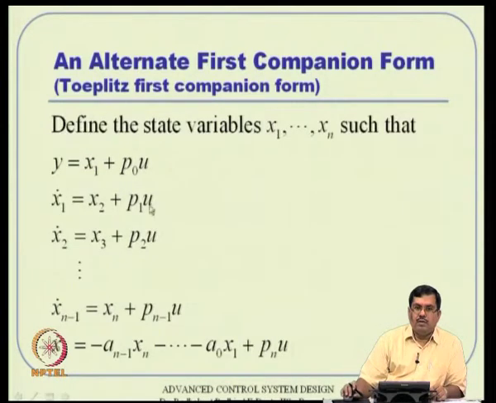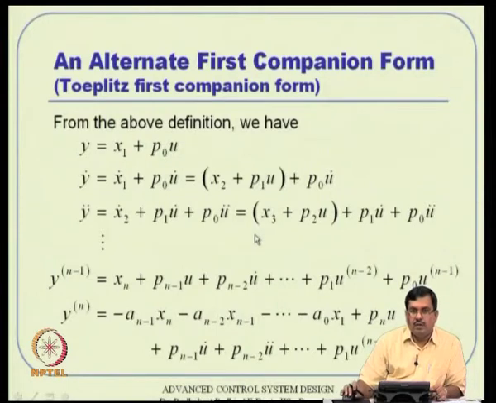Then x2 dot, I will go back to the set of definitions and substitute from here. x2 dot is nothing but x3 plus p2 u. So x2 dot is x3 plus p2 u, plus these two I will keep as they are. And note that when you have y, there is a u; when you have y dot, there is a u dot expression; there is a y double dot, there is a u double dot expression. So that is how it will pop up.